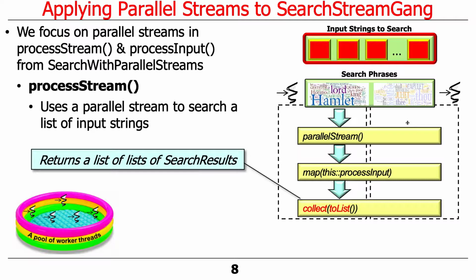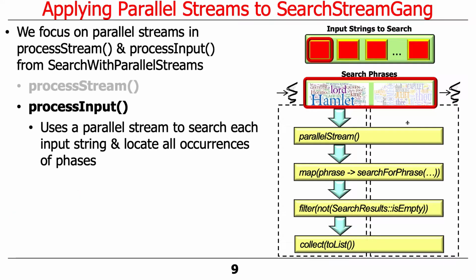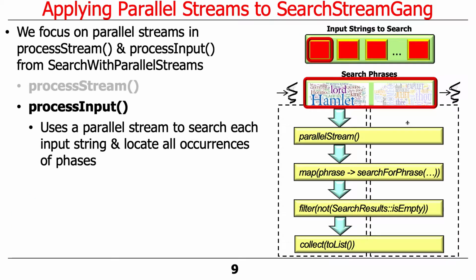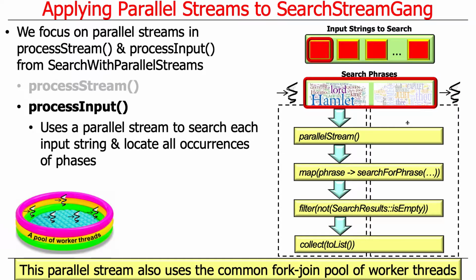That's also the same as we had done before. The process input method, which as you can see is called here during the map phase in process stream, essentially uses another parallel stream. So we've got two parallel streams to search each input string to locate all occurrences of the list of phrases, if there are any occurrences, in that particular input string. It also uses the common pool of worker threads.